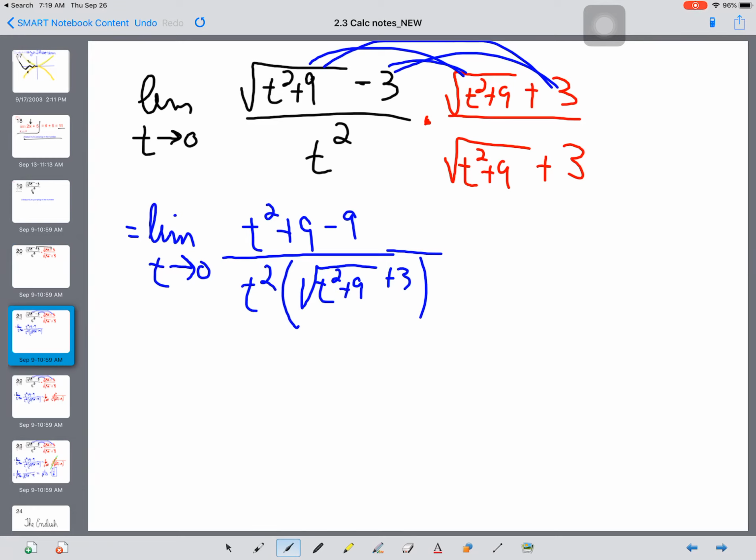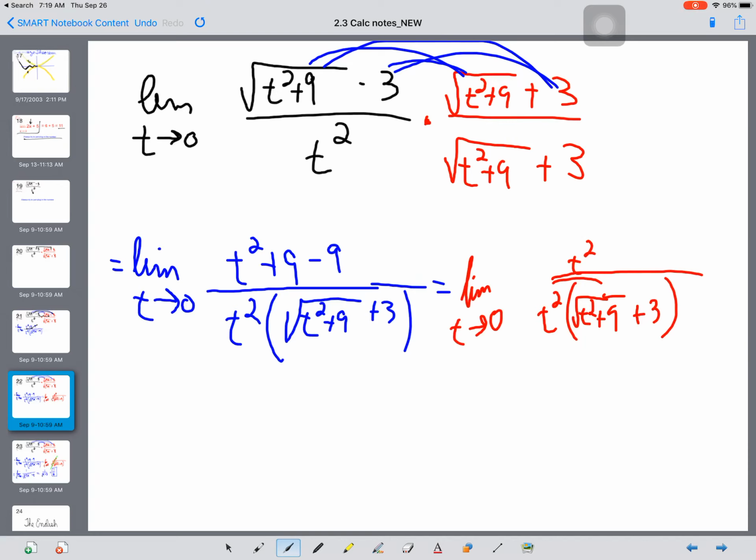You have to FOIL up top. So when you take square root of t squared plus 9 times square root of t squared plus 9, you just get t squared plus 9. The middle terms are going to cancel out, right? Negative 3 times that, positive 3 times that, they go away. And then negative 3 times 3 is negative 9. Ooh, look what happens to the 9s. They go away, and I've rationalized the numerator, leaving behind, of course, just t squared. And that cancels. Now what I've got is 1 over this.